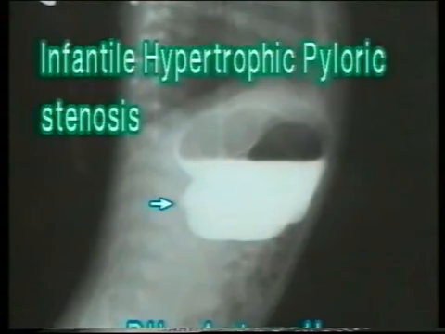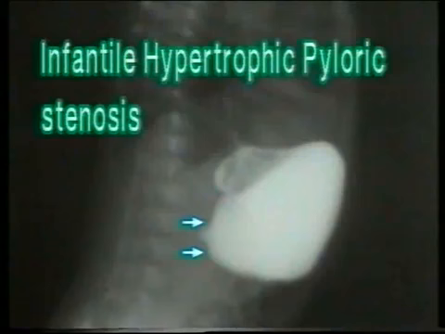The beak may be followed by a thin layer of barium in the pyloric canal. Note also the arrows pointing to the smooth indentation of the barium-filled antrum on either side produced by the hypertrophied pyloric muscle. These are the radiological features of infantile hypertrophic pyloric stenosis.